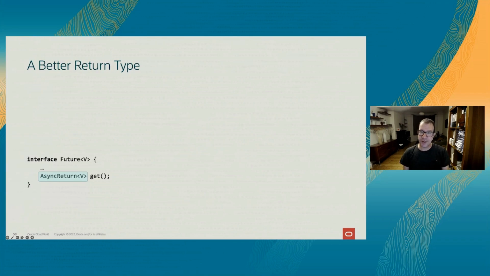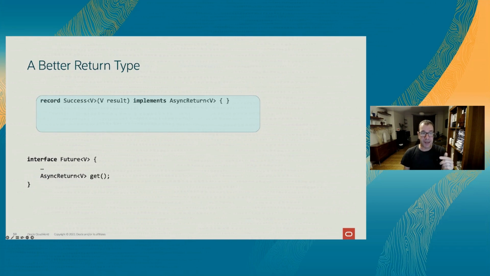So let's follow this train of thought. Let's say that the get method returns an AsyncReturn of V. So a value of type AsyncReturn of V. This is the data that we're going to get out of the get method. Let's think about that data. Well, it can be one of those 4 things we just thought about, right? Let's model success using a record class Success, which has one record component containing the return value.